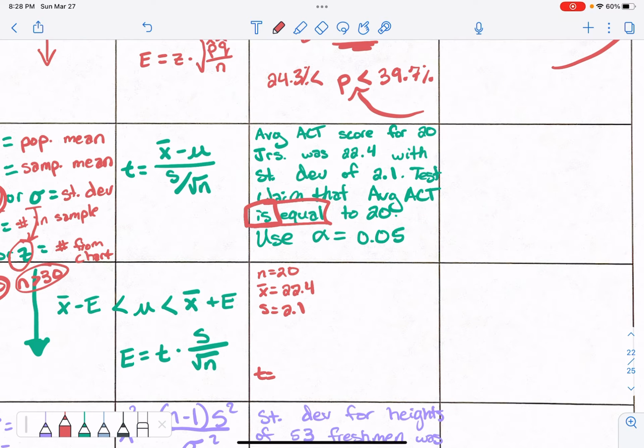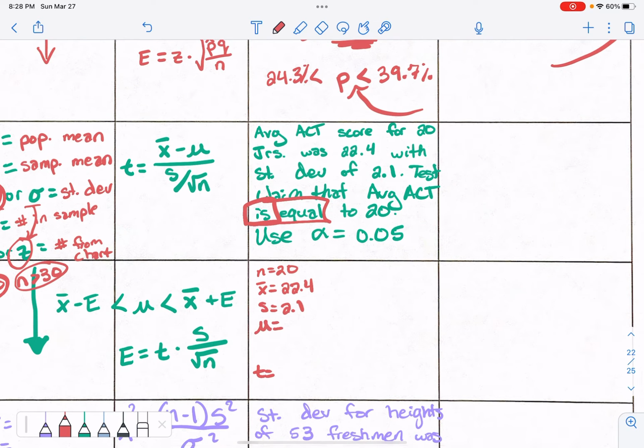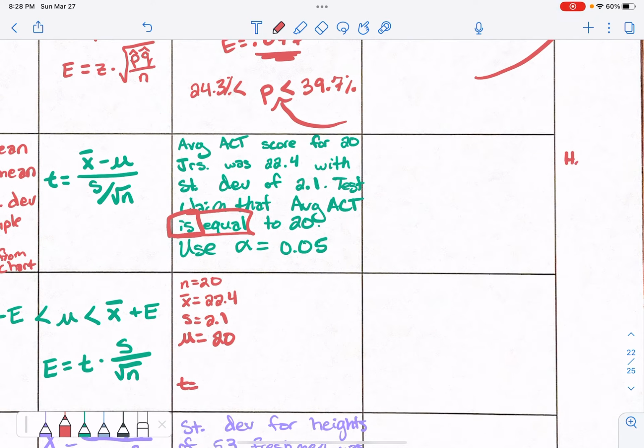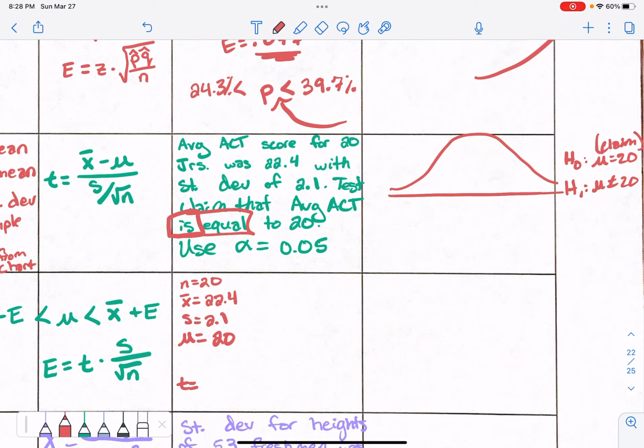So we are going with our mu being 20, and I'm going to list H naught and H1 over here. H naught: mu equals 20, and H1: mu is not equal to 20. This time my claim goes at the top because we're claiming that it is 20. Then we have to find T in just a minute, but first I'm going to draw a bell curve. We are doing equal to and not equal to, which means we have two tails.